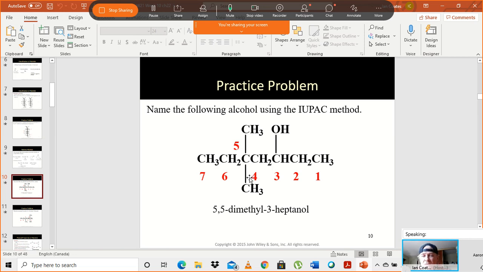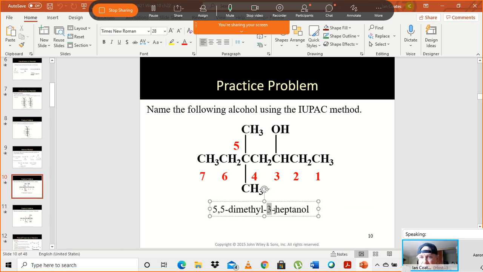Okay, so which side am I going to start on? Well, I got 1, 2, 3. Oh, here I got 2 methyls on the 3 carbon, but no. The alcohol trumps it. So you start numbering from this side. 1, 2, 3. Because if I started numbering from this side, 1, 2, 3, 4, 5, that would be a 5. No. So we start numbering from here. 1, 2, 3. So that is a 3-heptanol. And then you start from the back side.